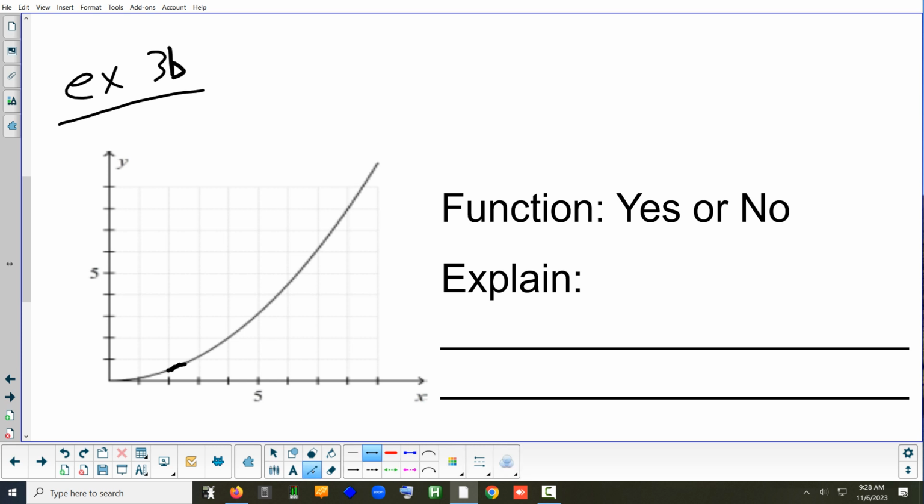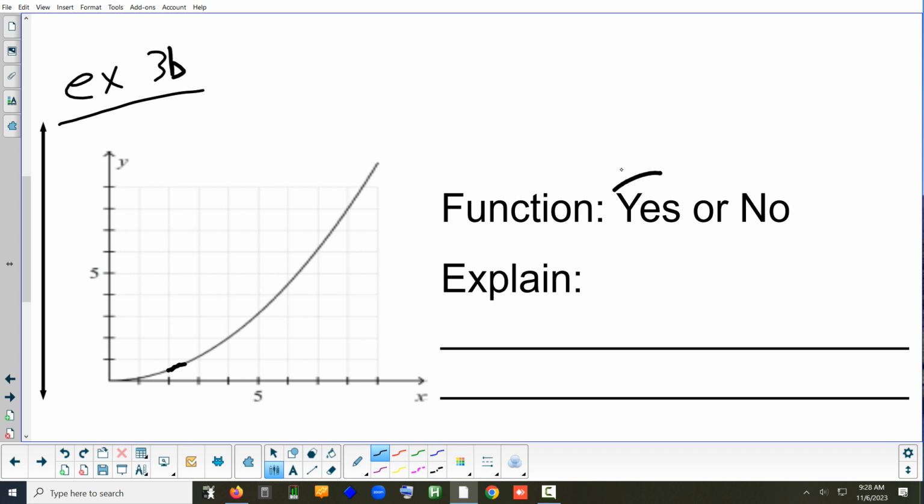All right, so let's take our vertical line and drag it through the graph. And the question is, does it ever hit the graph more than once? No. We're looking at that curve that goes up. Never hits it more than once. Nope. So what would we say? Function or not a function? Function. Yep, that's a function.